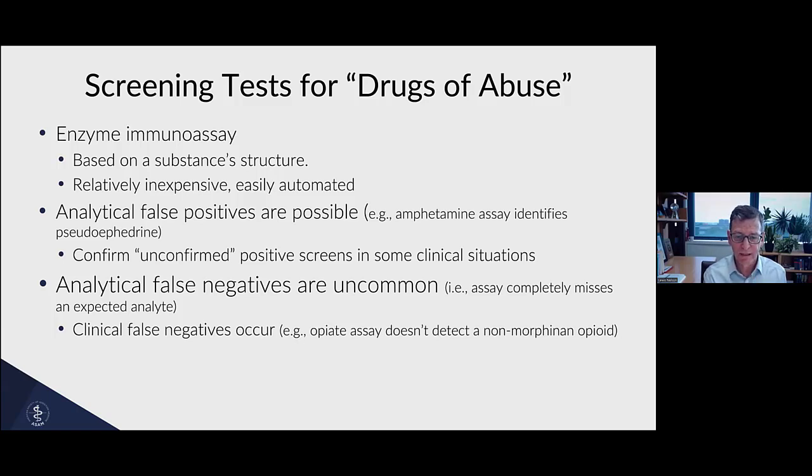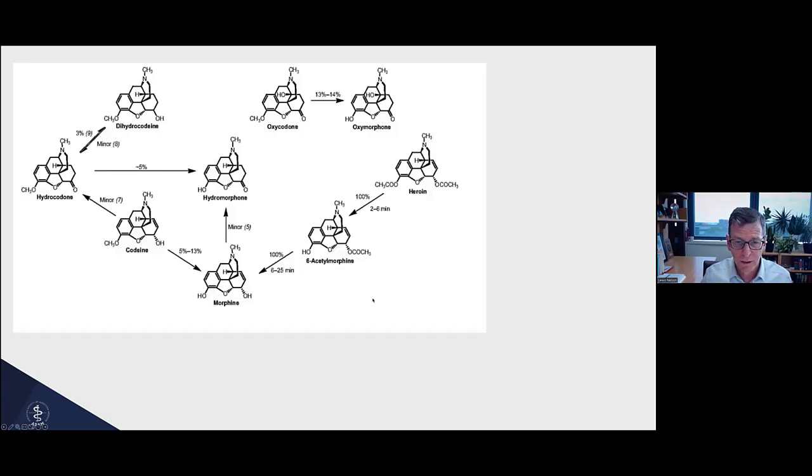So clinical false negatives occur, right? And a clinical false negative is really important because we see that a lot now if you don't know what you're testing for, because there's so many analogs out on the street. But for example, if you're using fentanyl, the opiate assay, and I don't like the word opiate, I like the word opioid, but opiate's right here because we are testing for morphine, which is an opiate, right? Only morphine and codeine are opiates. Everything else is an opioid. But the fentanyl molecule does not look at all like the morphine molecule.